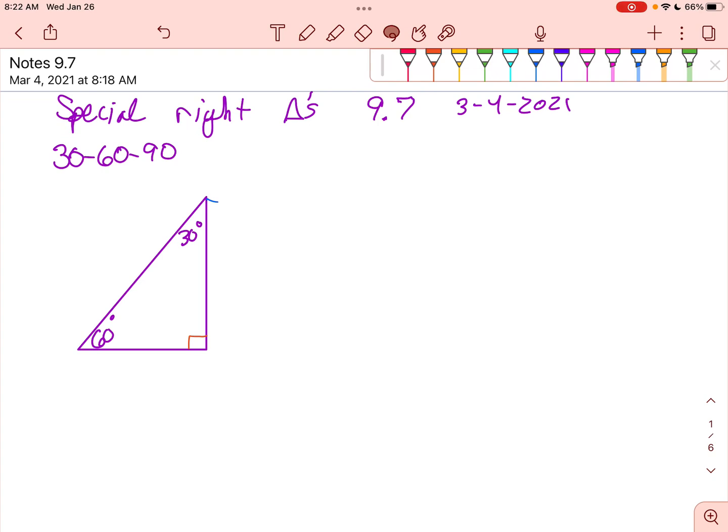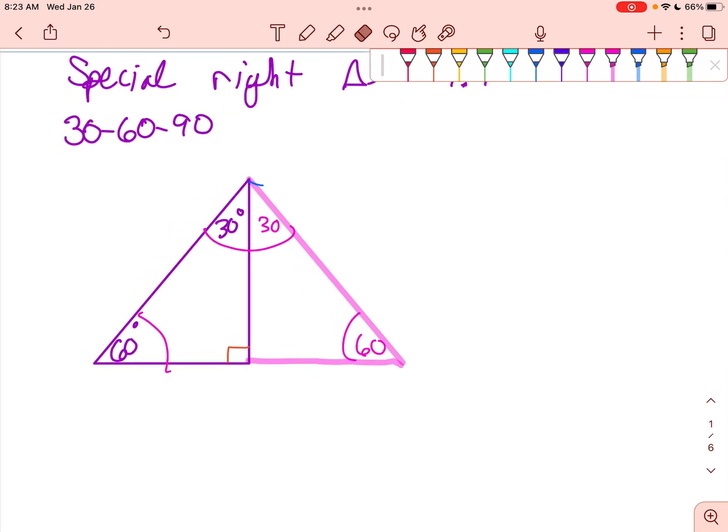So the first special right triangle we have is called a 30, 60, 90 triangle. The reason it's so special is that it's actually just an equilateral triangle that has been cut in half. So keep in mind that this is an equilateral triangle, 60, 60, 60. When we're focusing on a 30, 60, 90, keep in mind it's half of an equilateral triangle.